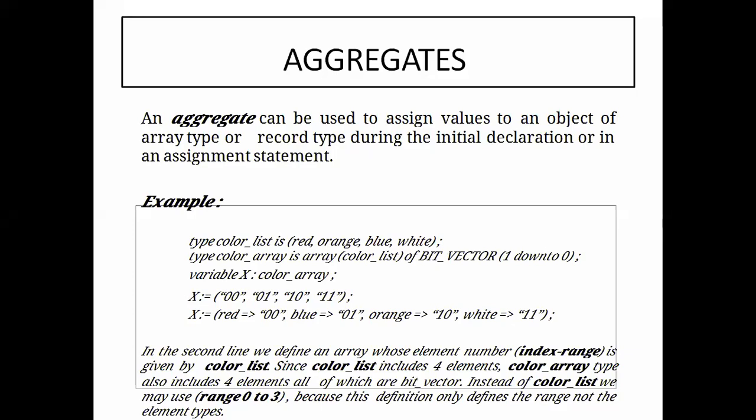That means first we have used these aggregate operands. We have created a list of these 4 colors, and now whenever you simply use type color_array is array of color_list, you can use that full color list directly. Again, you need not mention the array you have defined or assigned a value to using the aggregate type of operands.